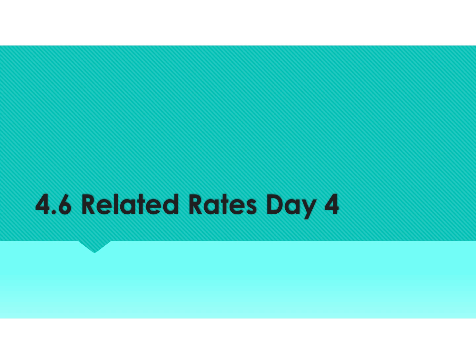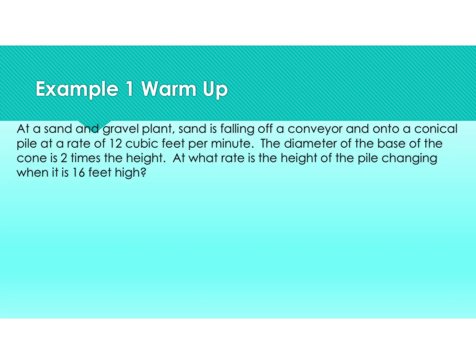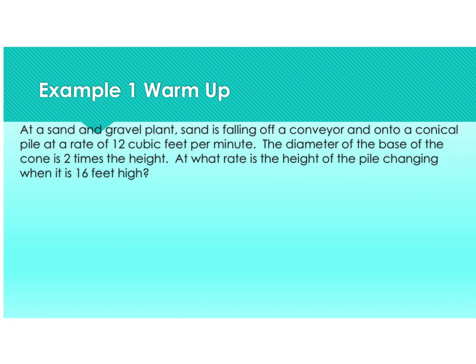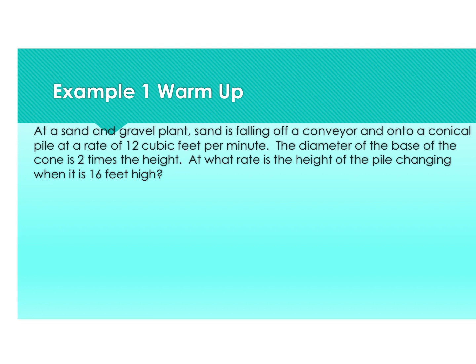So we're going to go over day 4 to review for the quiz. Example 1 says at a sand and gravel plant, sand is falling into a conveyor and onto a conical pile at a rate of 12 cubic feet per minute. The diameter of the base of the cone is 2 times the height. At what rate is the height of the pile changing when it is 16 feet high?